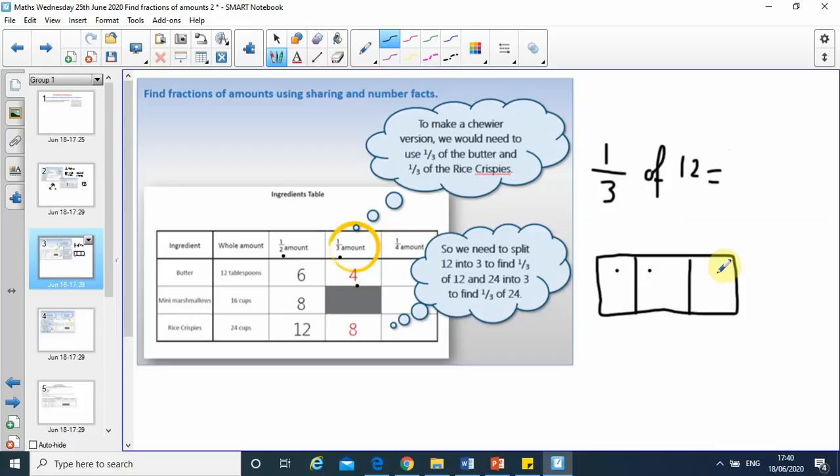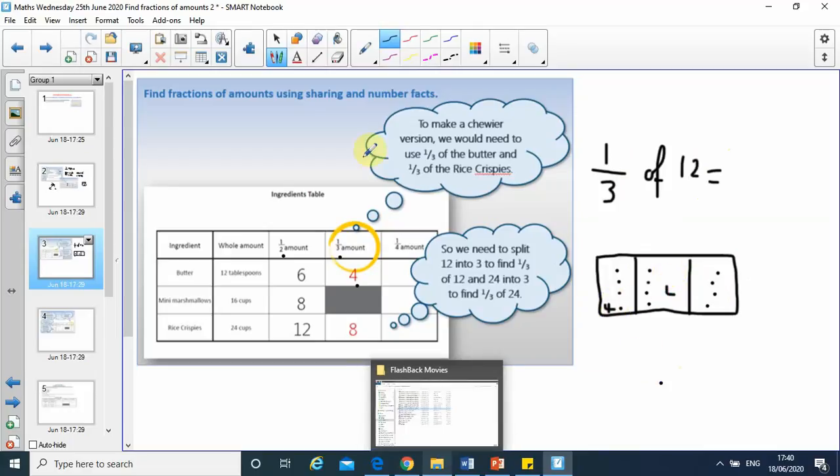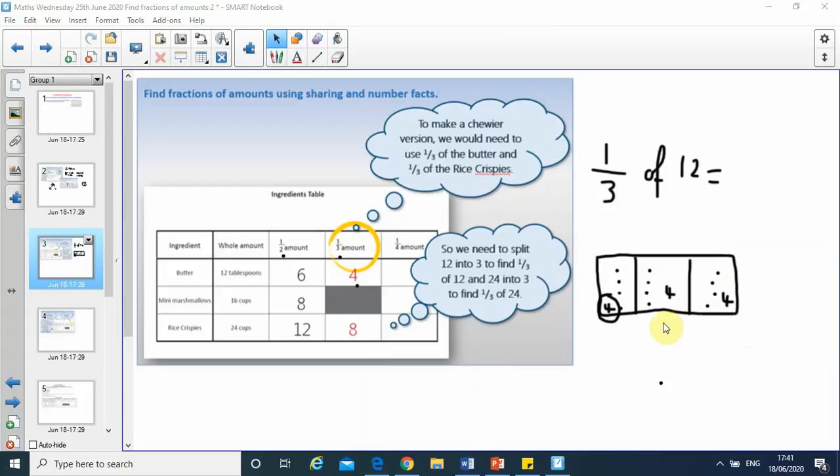1, 2, 3, 4, 5, 6, 7, 8, 9, 10, 11, 12. Then we put the number in, don't we? Number 4, number 4, and number 4. So we'll look at one of those. The answer is 4. So 1/3 of 12 is 4. And that's where they've got it from.